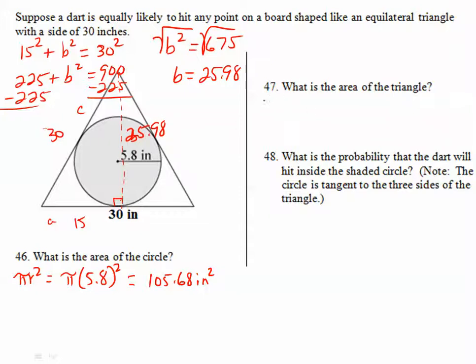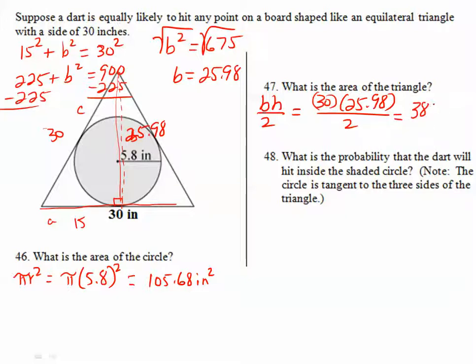So now to find the area of a triangle, my formula is base times height divided by 2. Well, my base is right here, that's 30. My height I just solved for is 25.98. And then I divide that by 2. So the area of my triangle is 389.71, and that's inches squared.